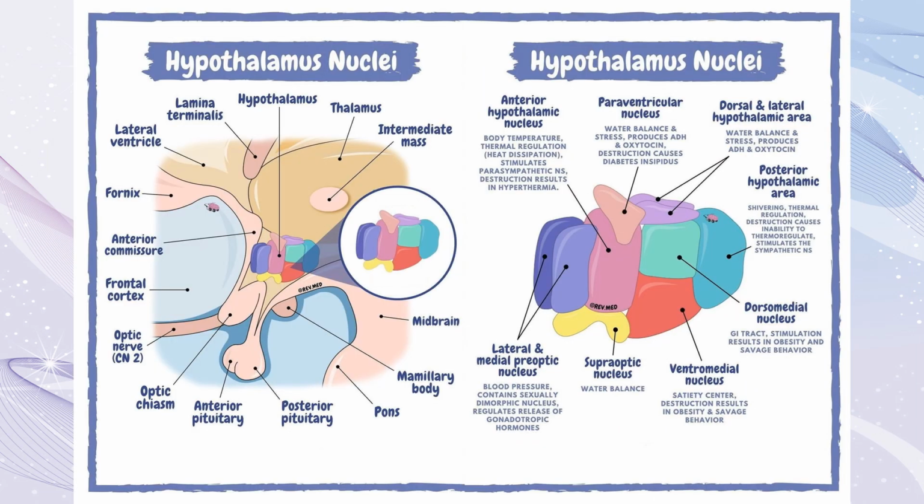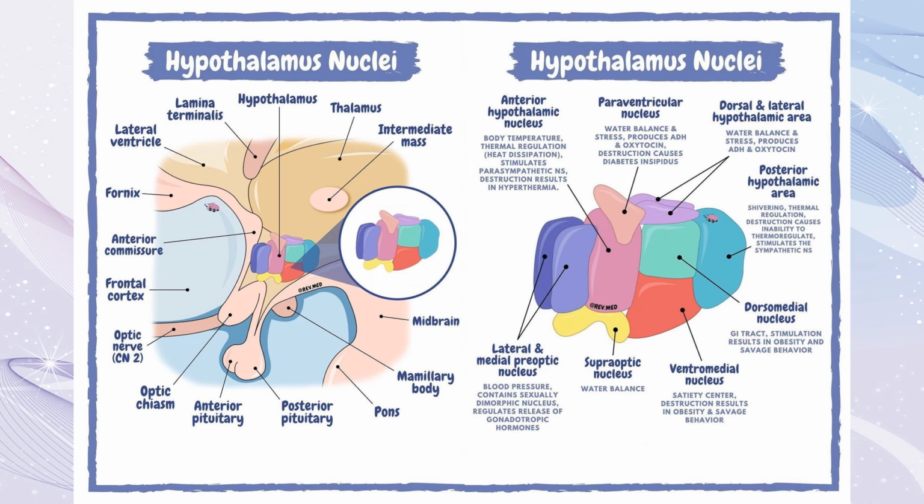This slide gives an overall view of the location, boundaries, and nuclei of the hypothalamus, which also gives an overall idea about the functions of the nuclei. Anterior hypothalamic nucleus regulates the body temperature, thermal regulation, and also stimulates the parasympathetic nervous system. Destruction to this region results in hyperthermia. Paraventricular nucleus regulates water balance and stress, produces ADH and oxytocin. Destruction to this region results in diabetes insipidus.